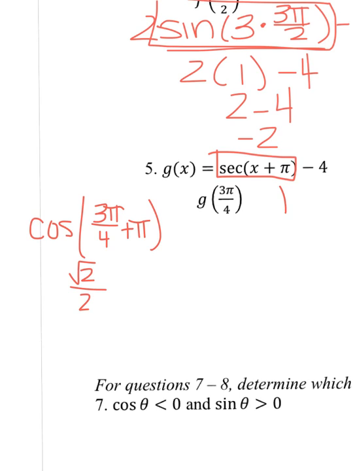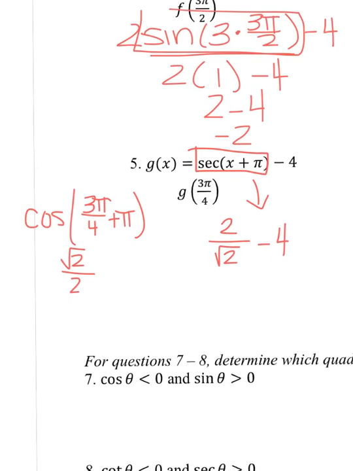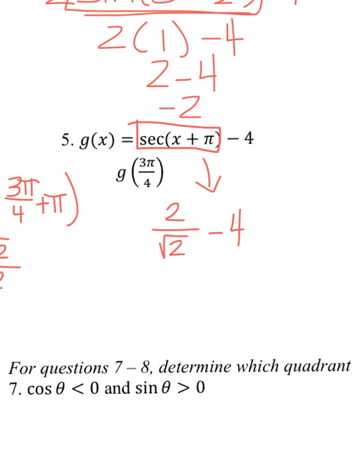So when you're filling this in, this is going to be the reciprocal of the square root of 2 over 2, which is 2 divided by the square root 2, minus 4. Now, whenever we give our answers, we want to make sure that our denominators are all rationalized, meaning that there's no square root. So you multiply the top and the bottom by the square root of 2. That gives us 2 square root 2 over 2, which is really just the square root of 2, minus 4.